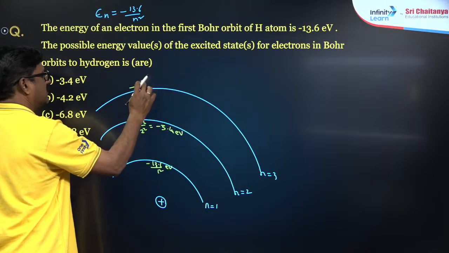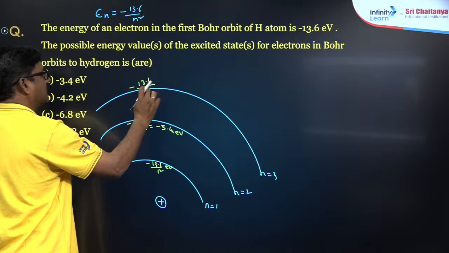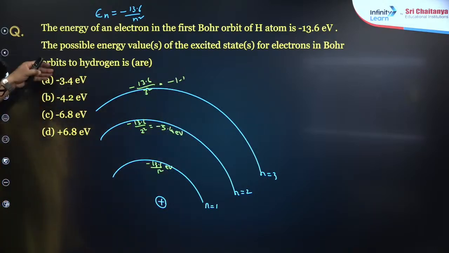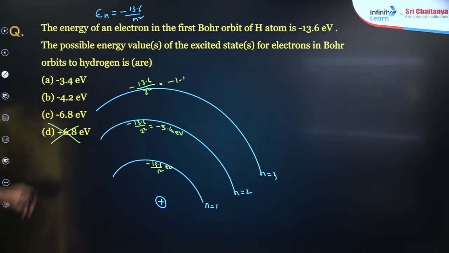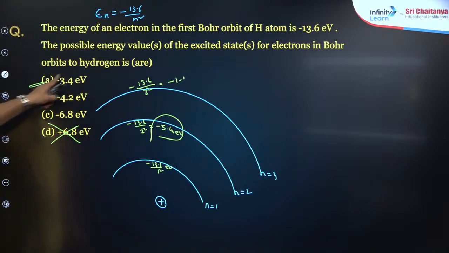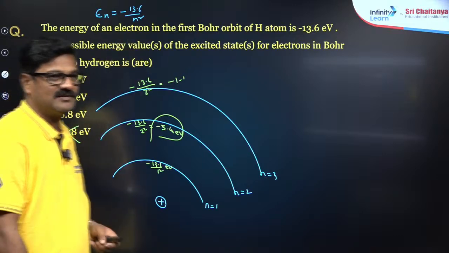Here -13.6 by 3 square is going to be -1.1. So when you see these values, what positive will never be. So these values match with 3.4. So my answer is going to be A. Like that you have to calculate it.